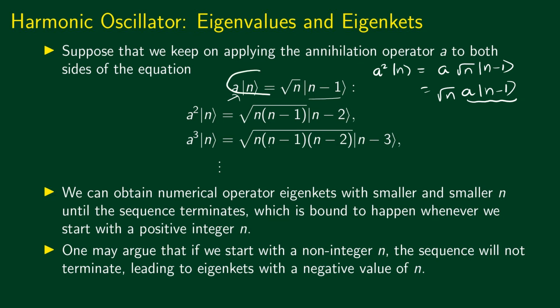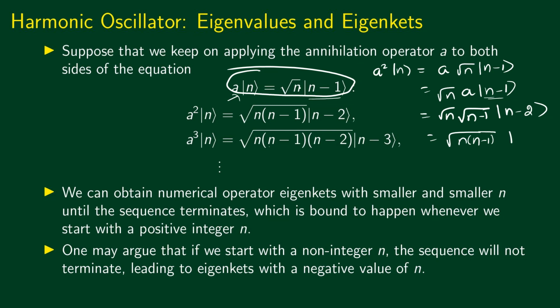From here we see that a acting on ket n is square root of n multiplying ket n minus 1. So using the same relation, here instead of ket n we have ket n minus 1. So we should have square root of n minus 1 multiplying ket n minus 2. Or we can write this as square root of n into n minus 1 multiplying ket n minus 2. This is a square acting on ket n. So a square acting on ket n is square root of n into n minus 1 multiplying ket n minus 2. And a cube acting on ket n is equal to square root of n into n minus 1 into n minus 2 multiplying ket n minus 3.